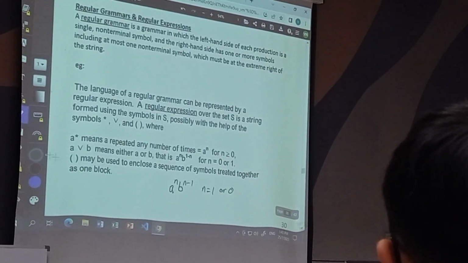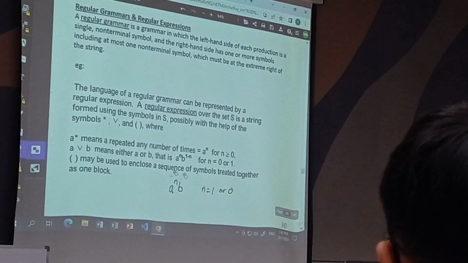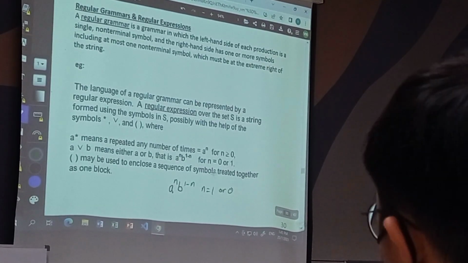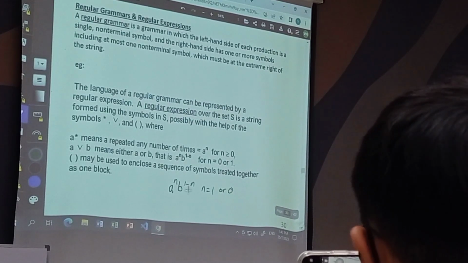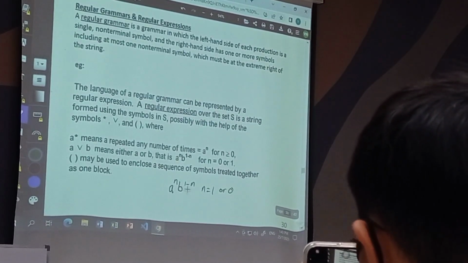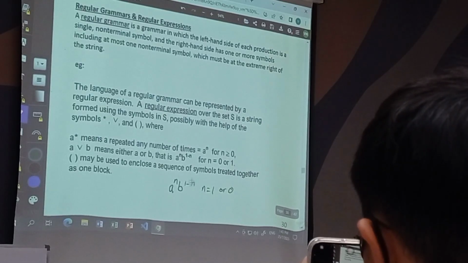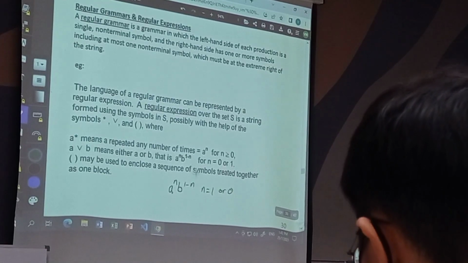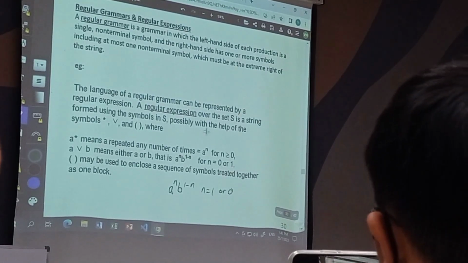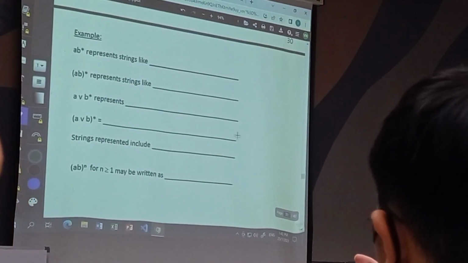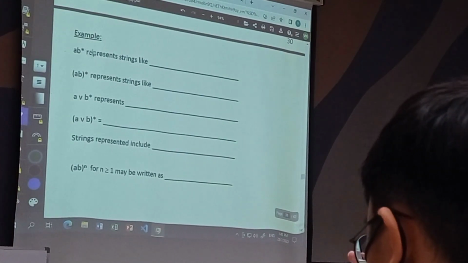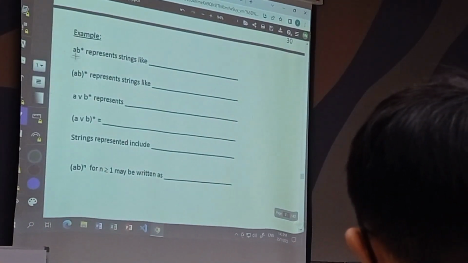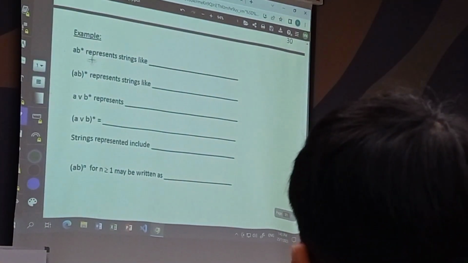1 minus n, not n minus 1. 1 minus n. Okay? So if your n is 0, then you have B, but you don't have A. So either one only, you can also represent it in this form. I think A or B will be easier, right? Okay, so you just use A or B. Now, example, we have this. A, B, asterisk. How do we want to write the string? Give me the example of the string that we can have. A, B, asterisk.